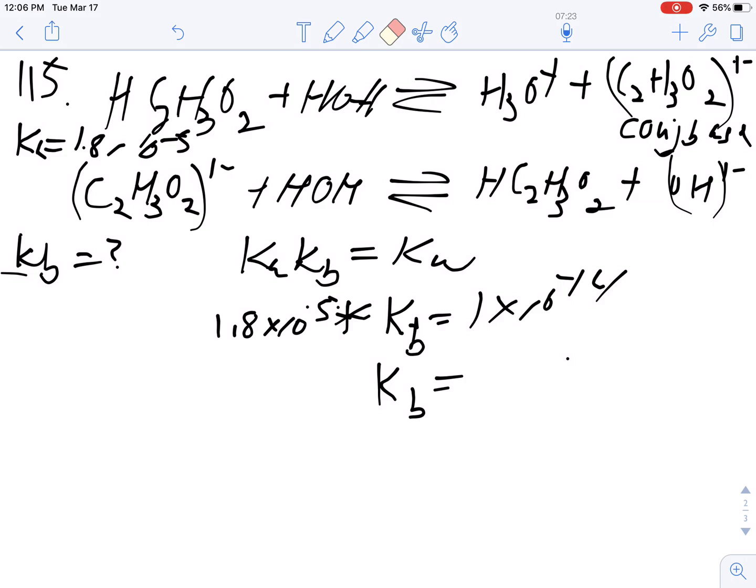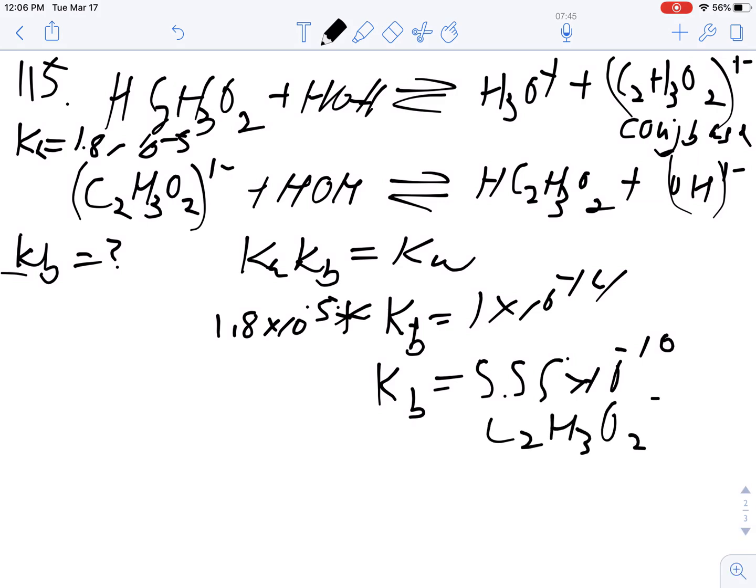That gives us 5.55 times 10 to the negative fifth. I'm sorry, 10 to the negative 10th. And that is our Kb for the conjugate base of C2H3O2 minus. Now what we have to do is compare that to the other reaction, OCl minus.